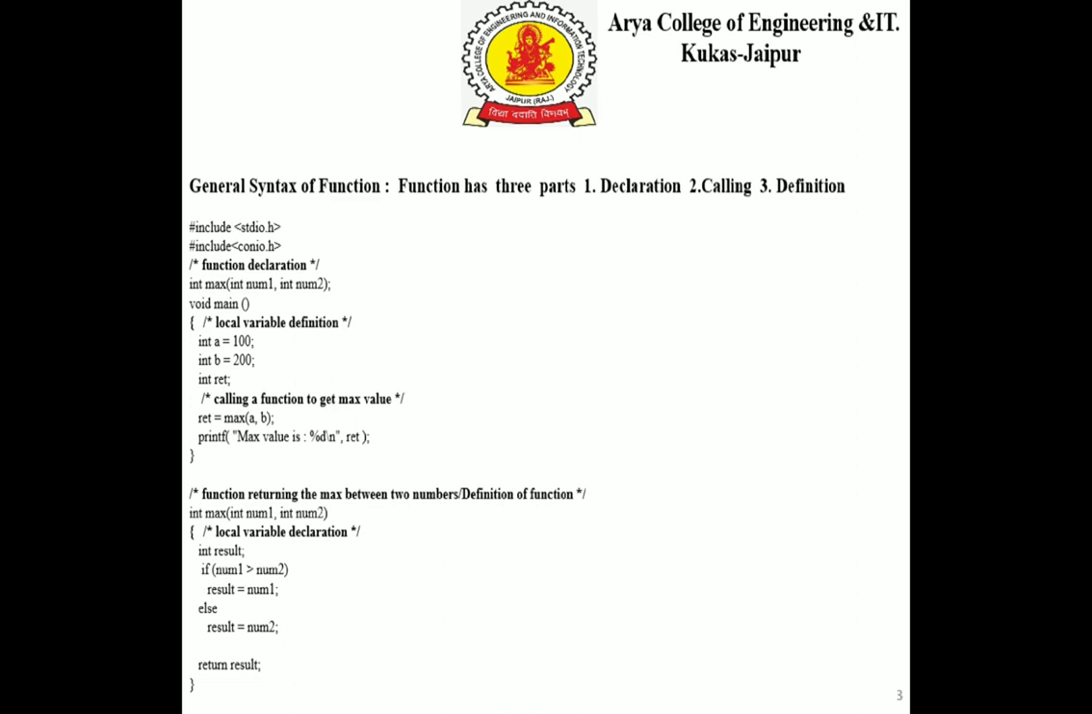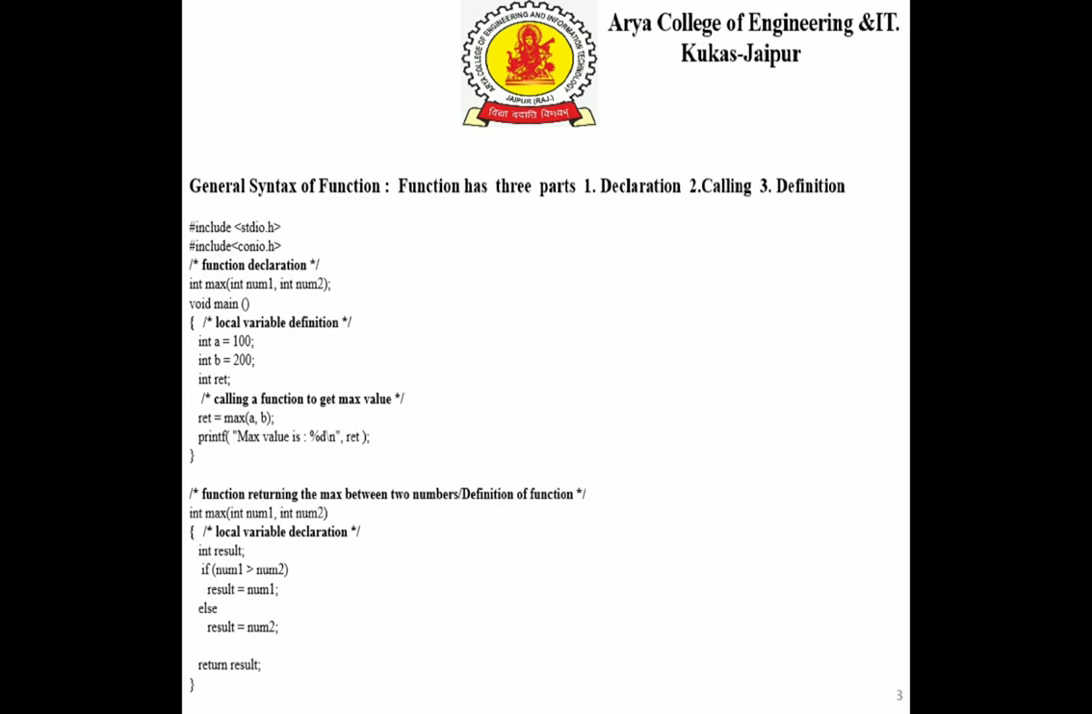Initially in the include section we have included the header files, then after that there is a declaration section of a function. The declaration section declares that I am taking a function with the name max whose return type is integer and it is taking two parameters, integer num1 and num2. Next, in the main section we are declaring two variables, initializing them, and then finally calling the max function in the main function with two parameters a and b.